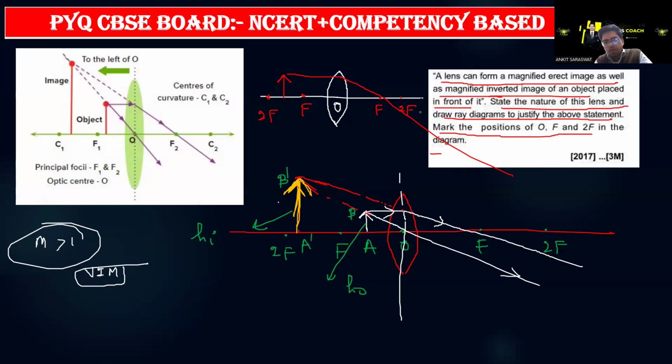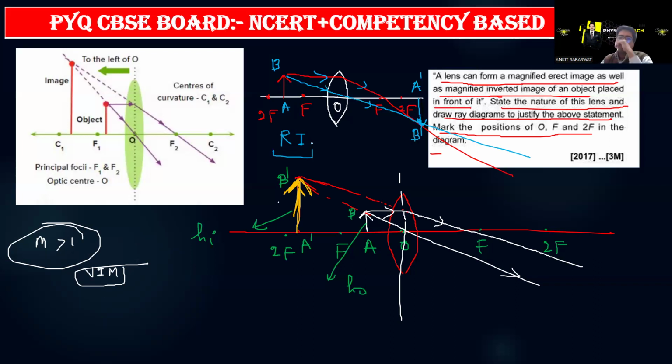You can draw the image before that, if you wish to draw. Image is here like this, inverted. Now draw like this. When the refracted rays intersect, then it is forming an image. This is A dash, B dash, beyond 2F, meaning beyond the center of curvature. If you place an object between focus and center of curvature, then image will be beyond 2F. Now is it virtual? No, it is real, inverted.